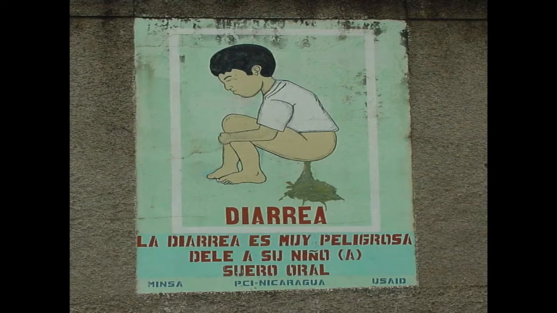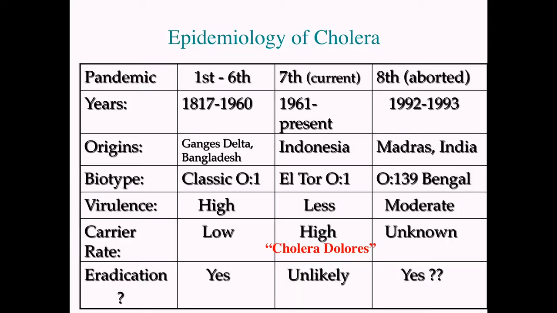But it actually is a serious, serious problem because one of the major killers of neonates worldwide is still diarrheal diseases. Children in particular don't withstand dehydration very well and the upset that goes along with it in terms of their electrolytes. So this is actually from Nicaragua.